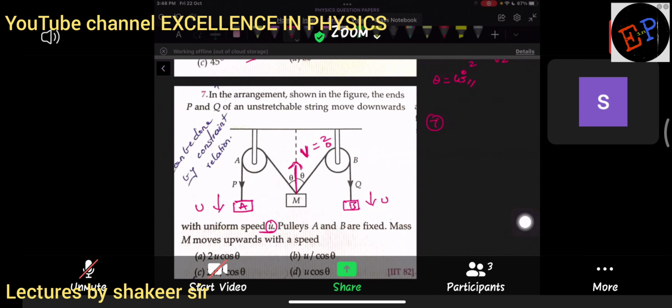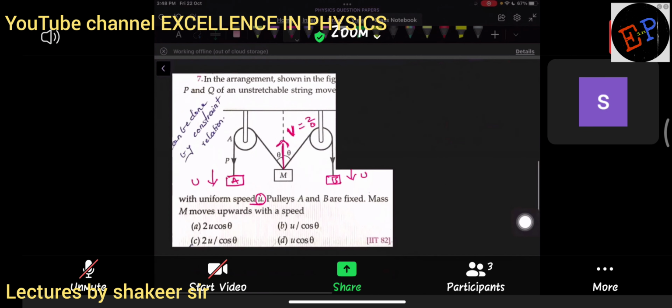Summation of T V cos theta. So you want to do it by the virtual work method? Definitely we can do it by the virtual work method. And I can also do this calculation by using the point method. What is meant by the point method?